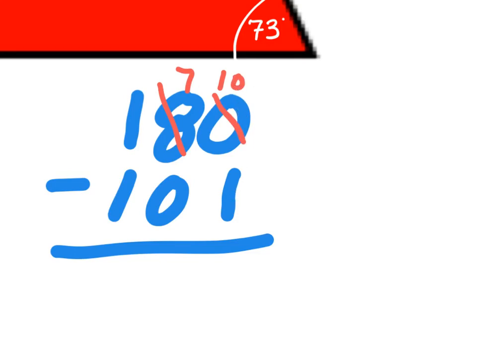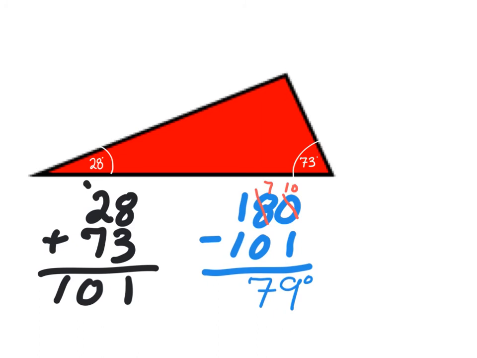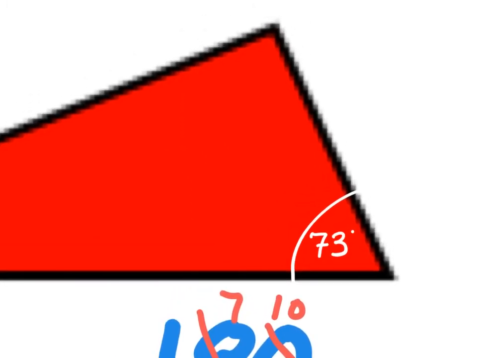10 minus 1 is going to give me 9, so I'll drop the 9 right there. And 7 minus 0 is going to give me 7, right? So I'll drop the 7 right there, and 1 minus 1 zeroes out. So I end up with 79 degrees, and bam, that is our answer. We're going to plug this in right here. So let's do that right now, and I'm going to grab my white marker here, and 79 degrees is that angle.